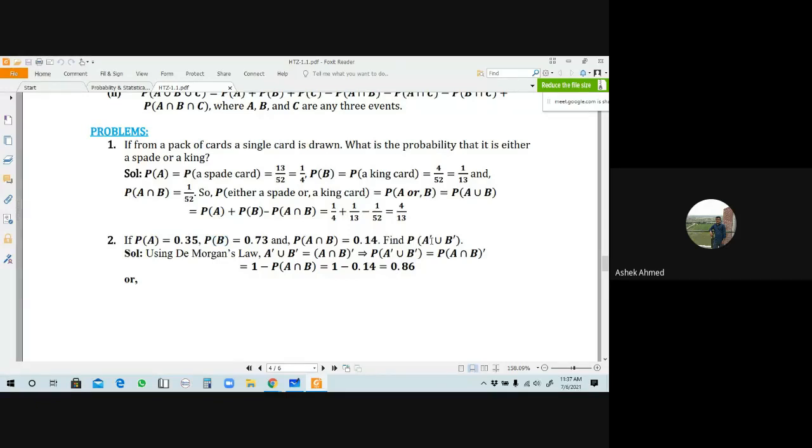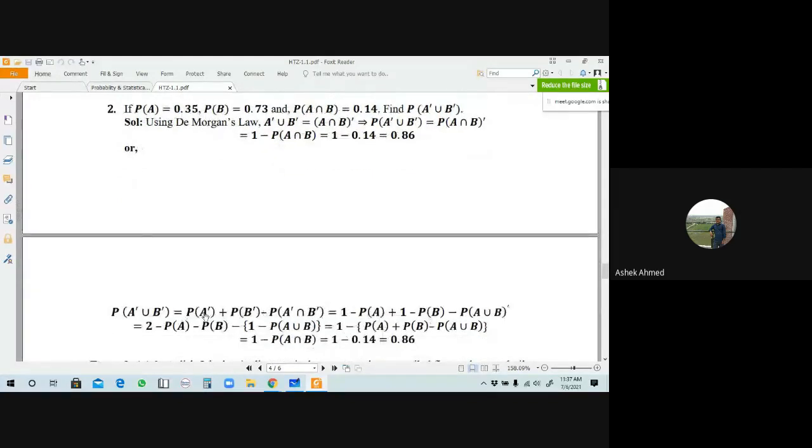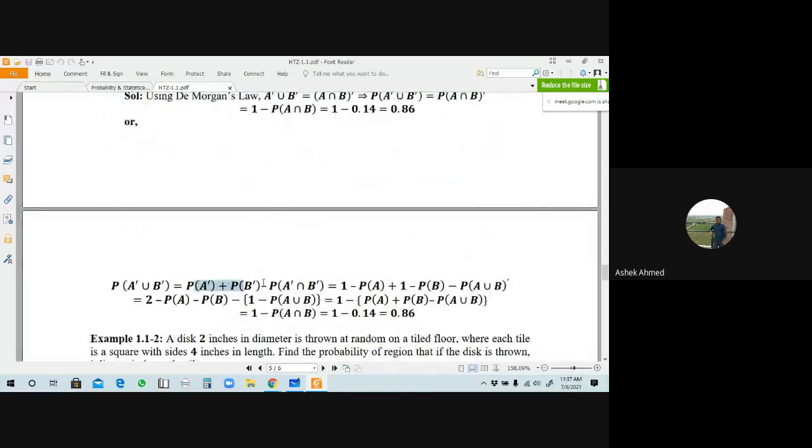But in another way we can solve this problem. We already know the formula for A union B equals this result. Okay, so since the union is there, we can write this will be this result here. Is it right?